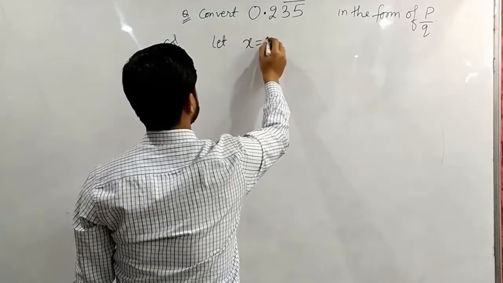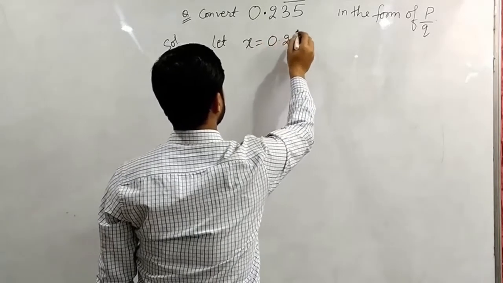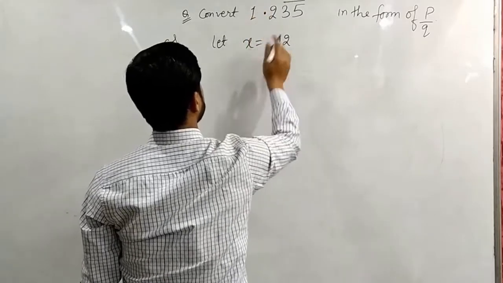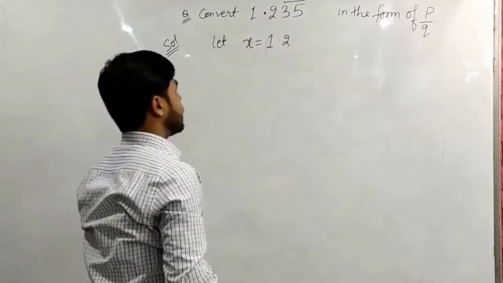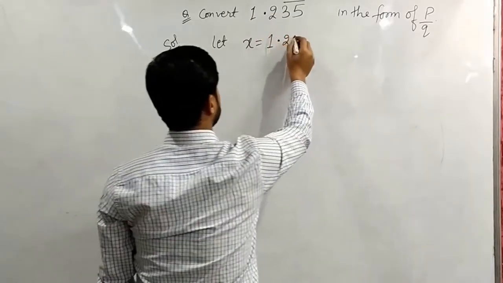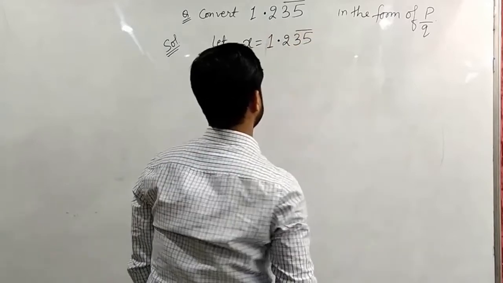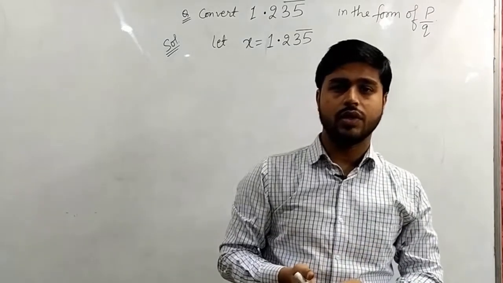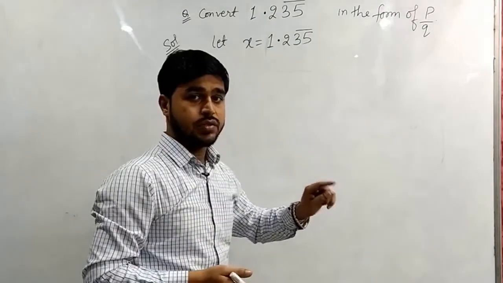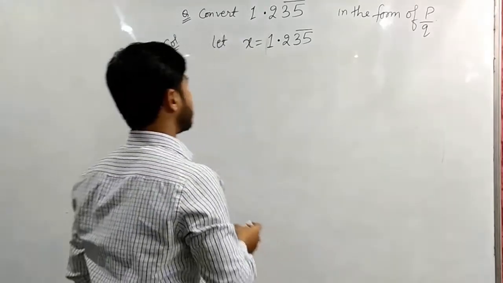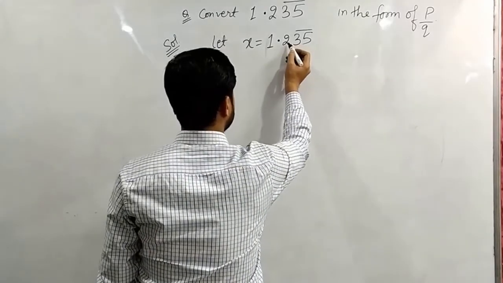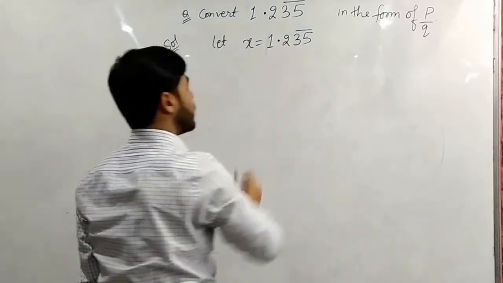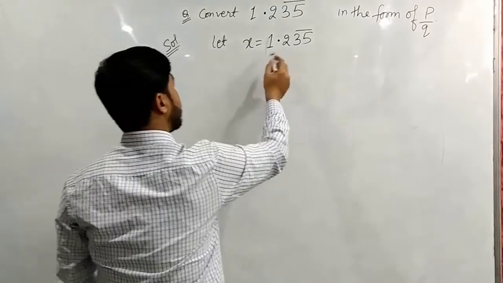Let us assume x equal to 0.2, let us take 1 here. Why take 0 always? 1.235, the bar is on 3, 5. Now in this case, the first step which we have to adopt is to shift those digits which are not repeating to the left side of the decimal. So we have to first shift 2 to the left side, as it is not repeating, and in order to shift 2 to the left side, we have to multiply by 10 on both sides.